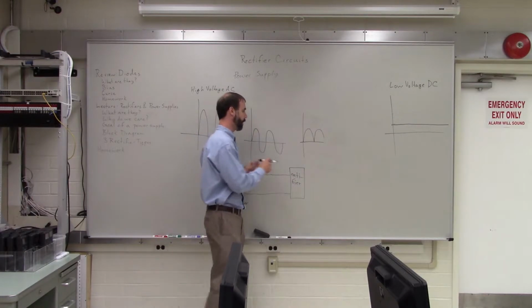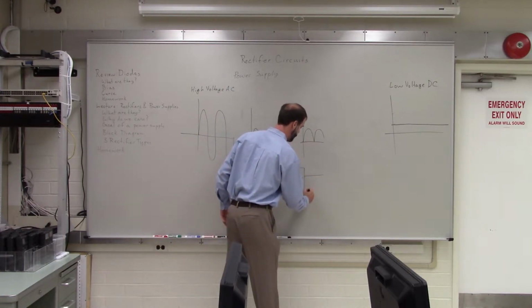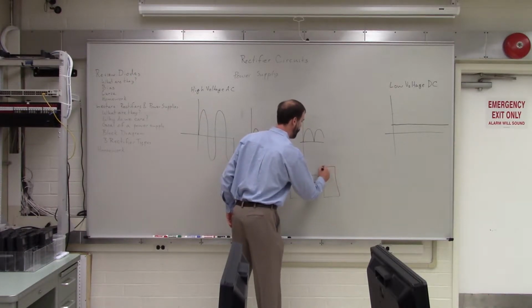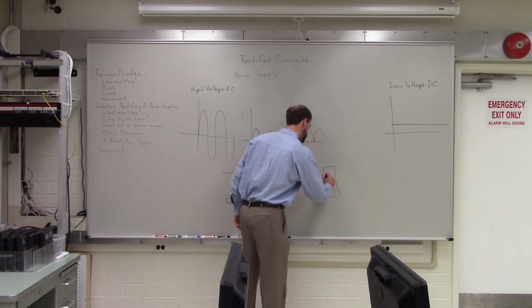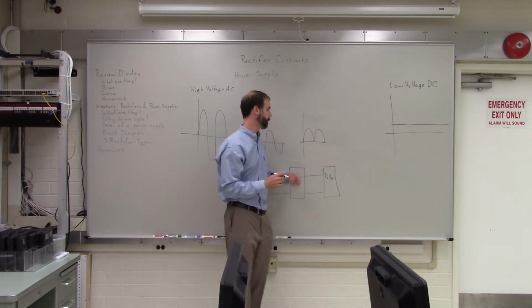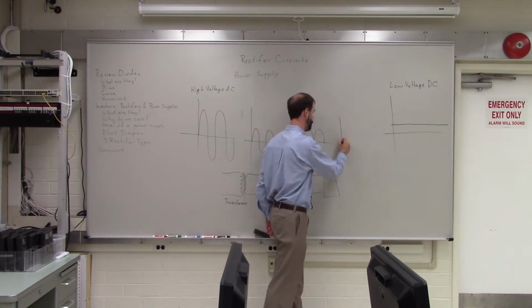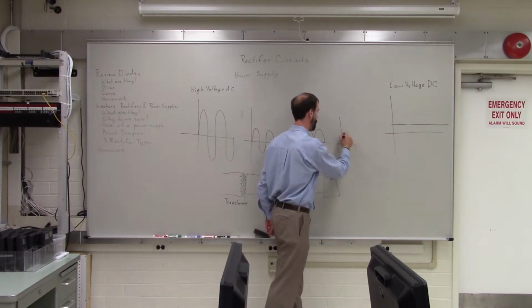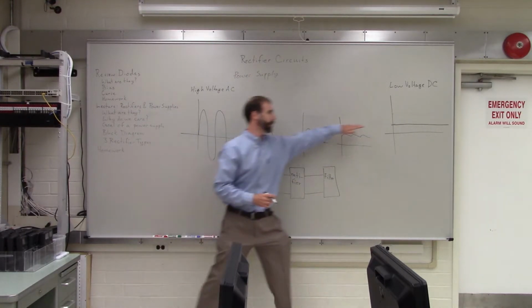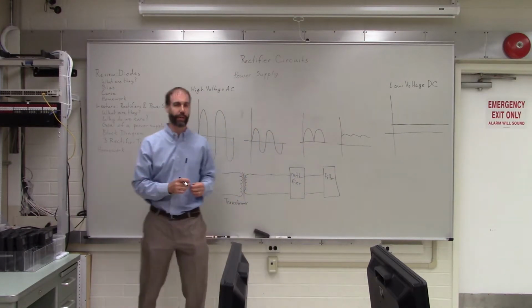So after the rectifier, there's another type of device, which is called a filter. And the filter makes the signal a little bit smoother. So it's still not perfect, but you get a signal that ends up looking kind of like that. Okay? So it's getting closer to that flat DC line that we're looking for, but it's not quite there yet.